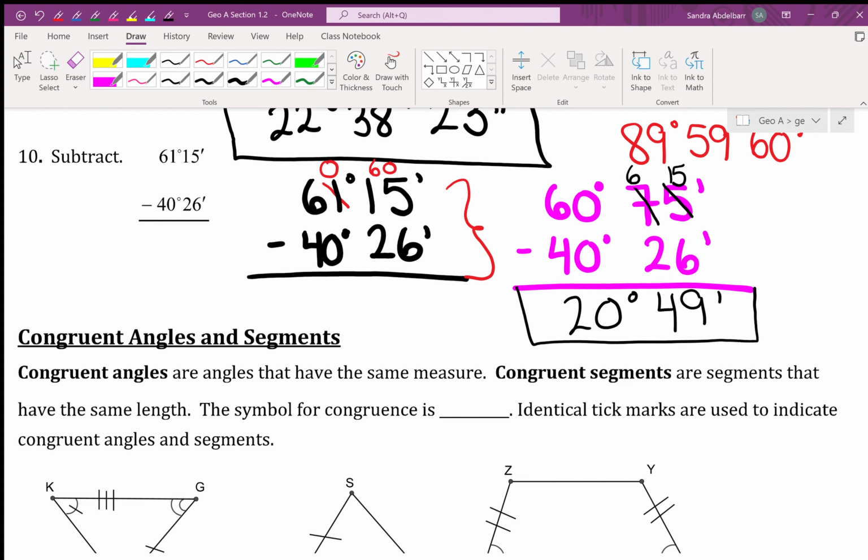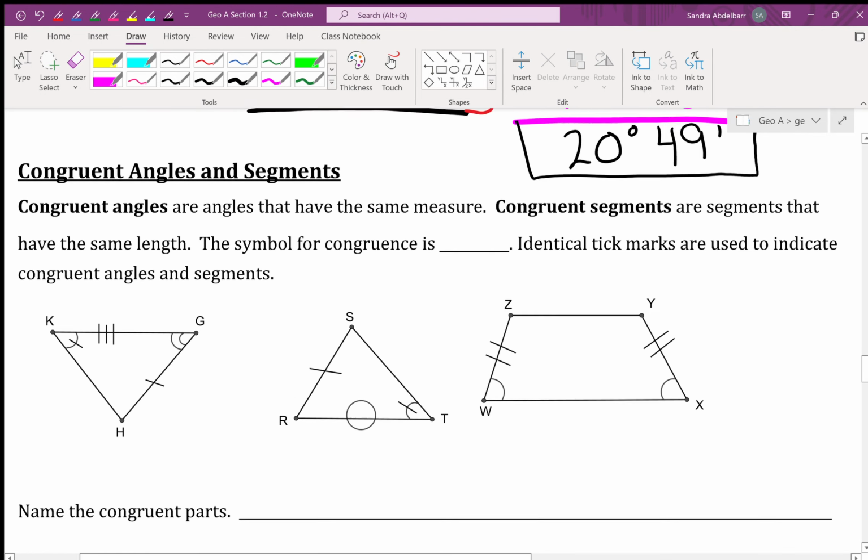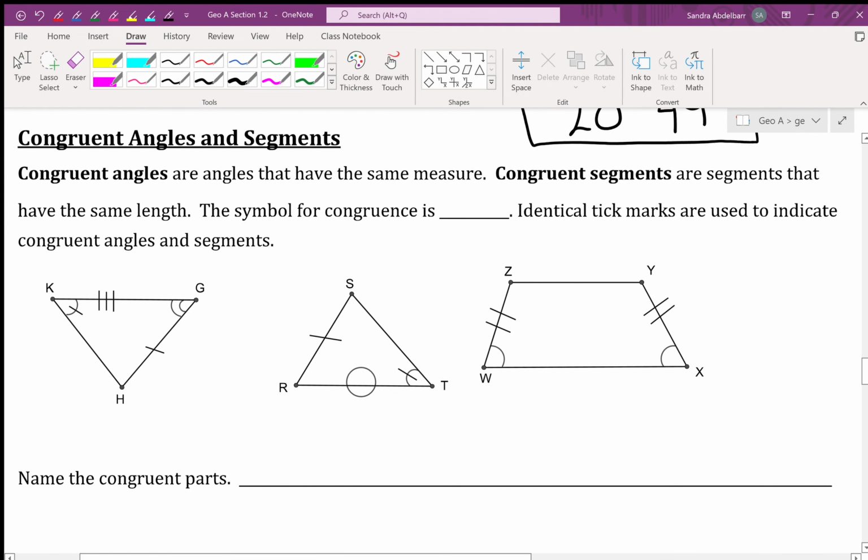Are we ready for the next one? All right, the word congruent. You are going to hear the word congruent from this point on for the rest of the year. Congruent means basically the same. So if we have 2 segments that are congruent, that means they have the same length. If we have 2 angles that are congruent, that means they have the same degree measure. If we have 2 shapes that are congruent, that means they're the same shape and the same size. Okay? That's what congruent means. It means they're the same.